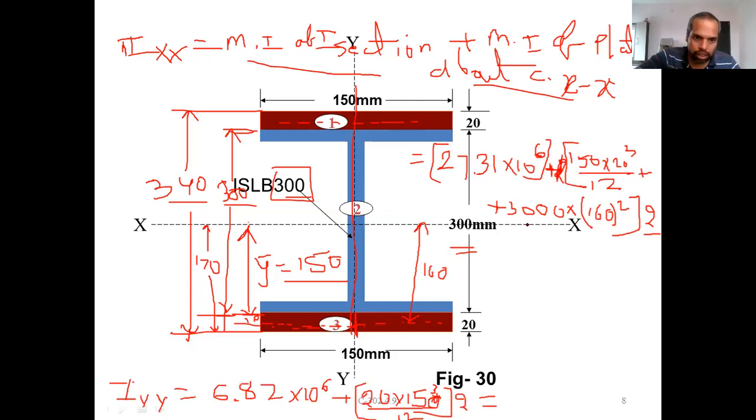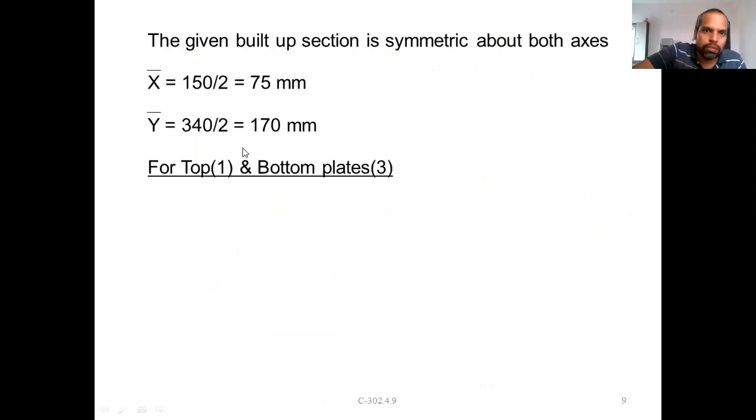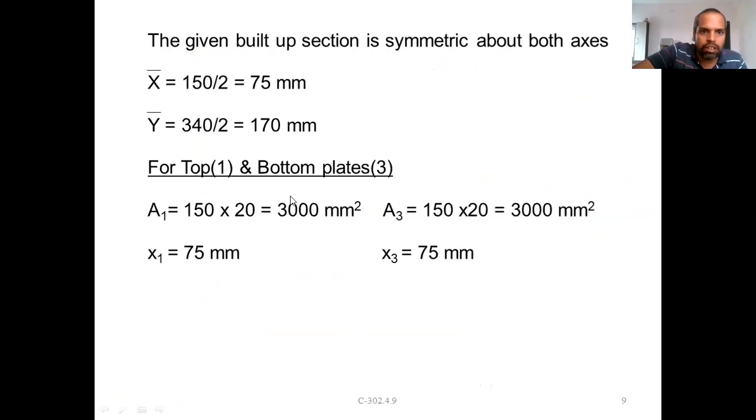Right, now let us go to the solution. So x bar or y bar was already discussed. These are the top and bottom plate areas, A1 and A3. So what is A2? Just think. A2 is nothing but your I section as a whole, including the top flange, bottom flange, and web, all included. That is nothing but A2, right?